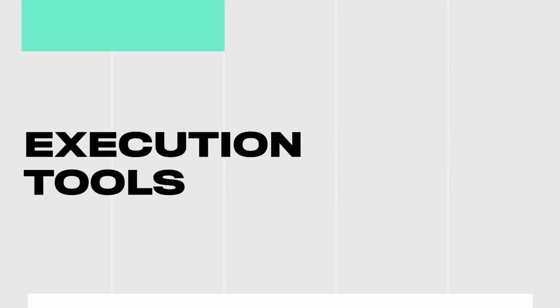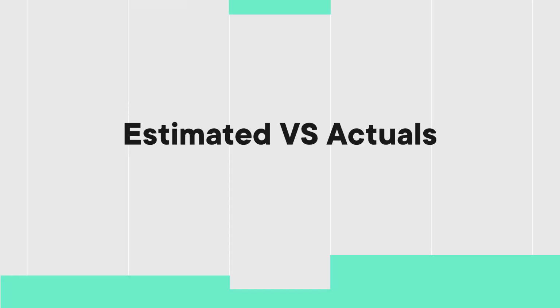All right, let's talk about the tools that you need to actually execute on your work and get stuff done. The first thing I want to talk about is a template that's called Estimate versus Actuals. And this has basically two purposes.